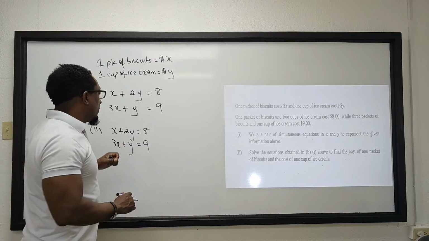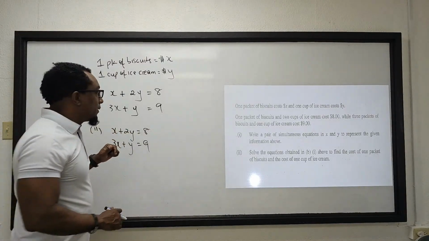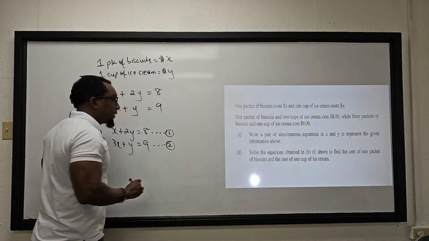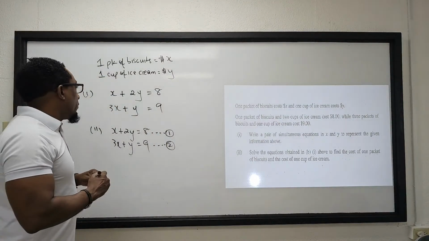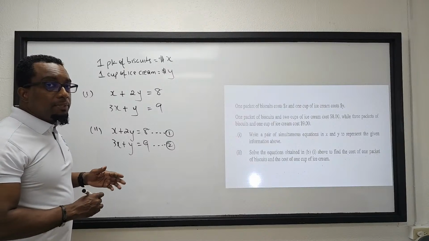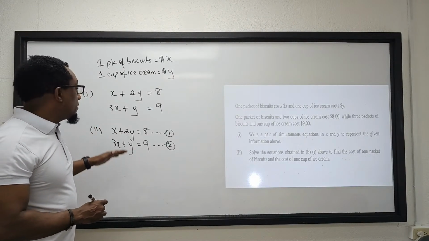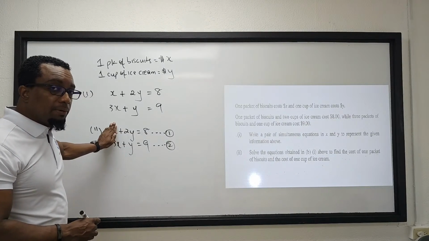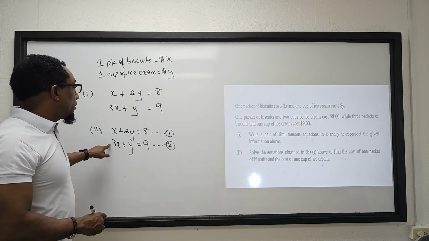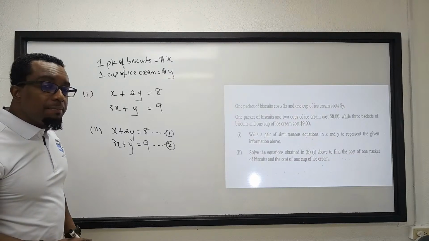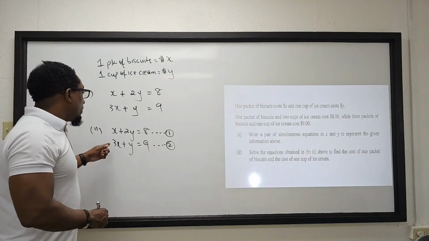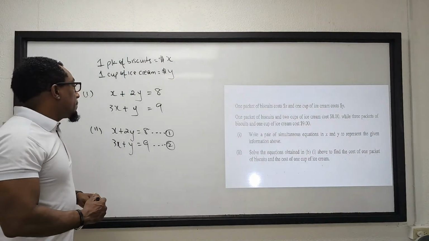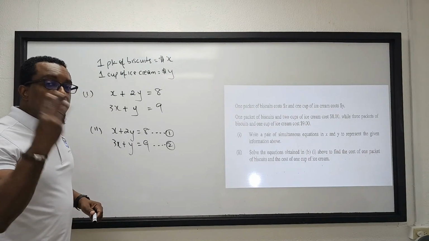I'm going to, of course, label equation 1, equation 2. I'm going to eliminate using the method of elimination. I'm going to eliminate the X variable. I like to eliminate the first variable, X, the leading variable. So let me make sure the numbers in front of X are the same. Currently they are not. So the lowest common multiple of 3 and 1 is 3. So let me make both numbers in front of X 3.